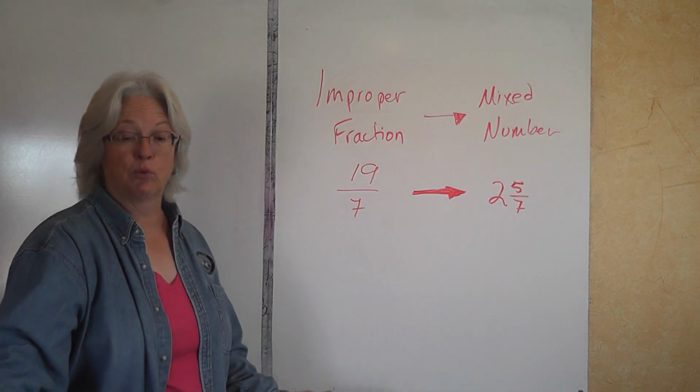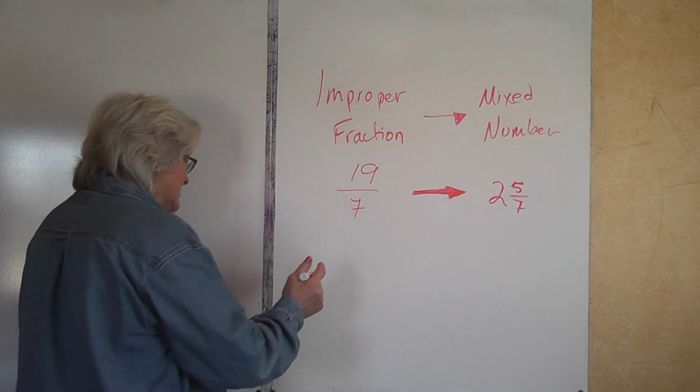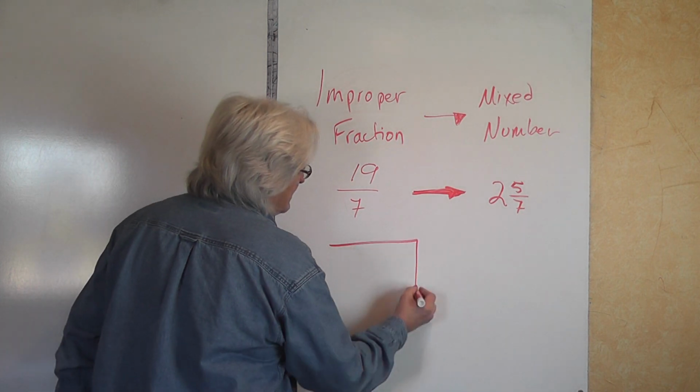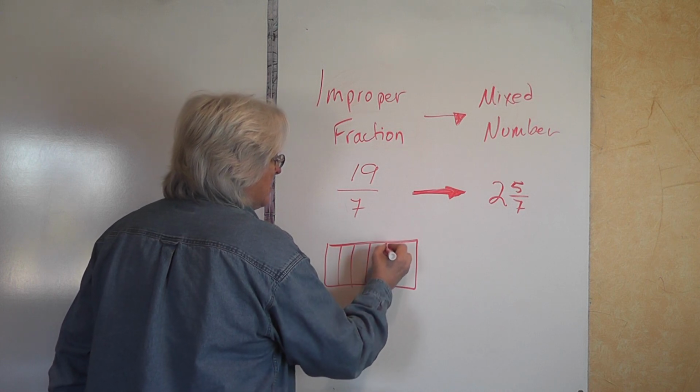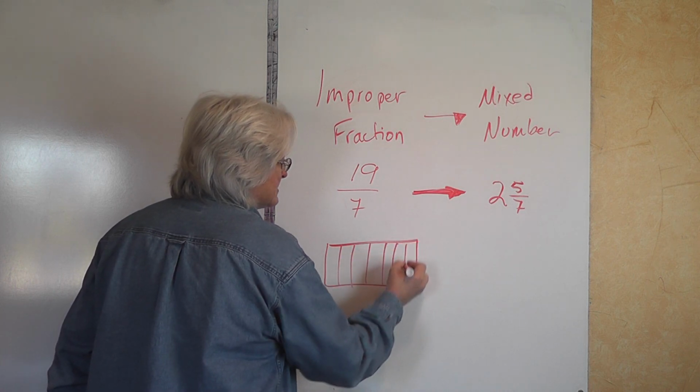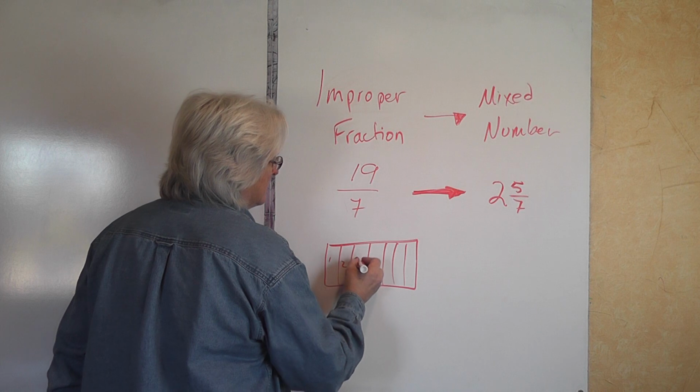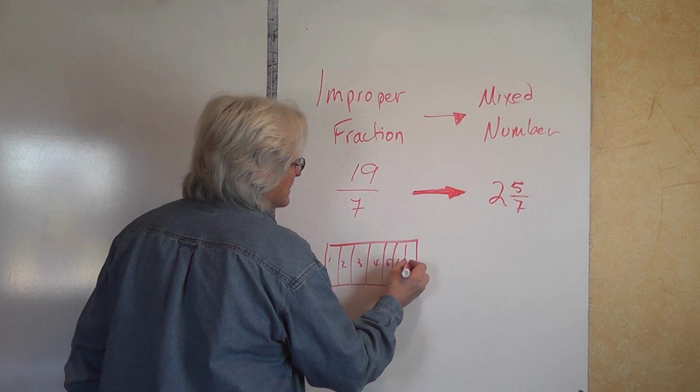Now you're really going to have to work with me on this one as I divide something up into 7. Well, maybe I'll do this. 1, 2, 3, 4, 5, 6, 7. So there's 1, 2, 3, 4, 5, 6, 7.